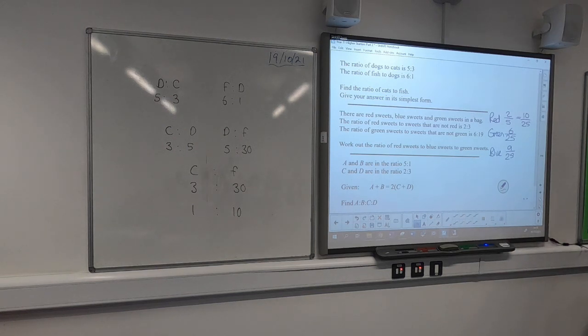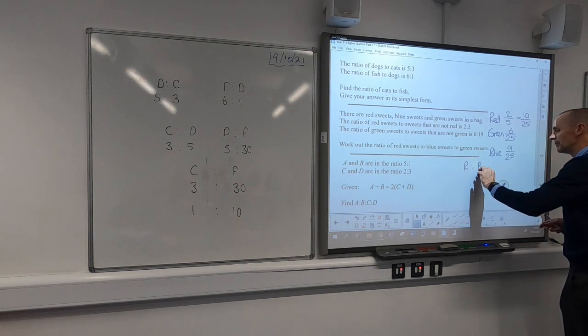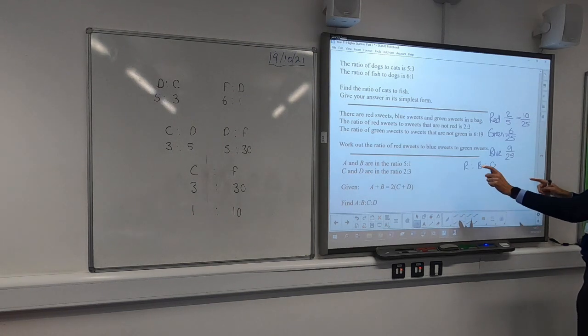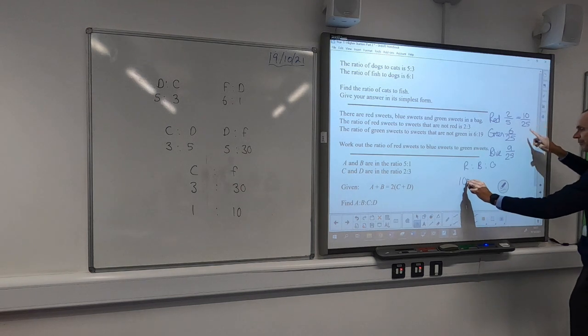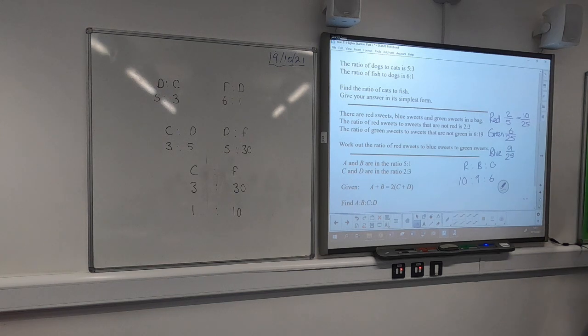Now the question says what's the ratio of red to blue to green? So red to blue to green. Well, if it's 10/25 to 9/25 to 6/25, I could write that as a ratio. I've got to get the numbers right, so it's red, blue, green, got that order right, so it's 10 to 9 to 6.